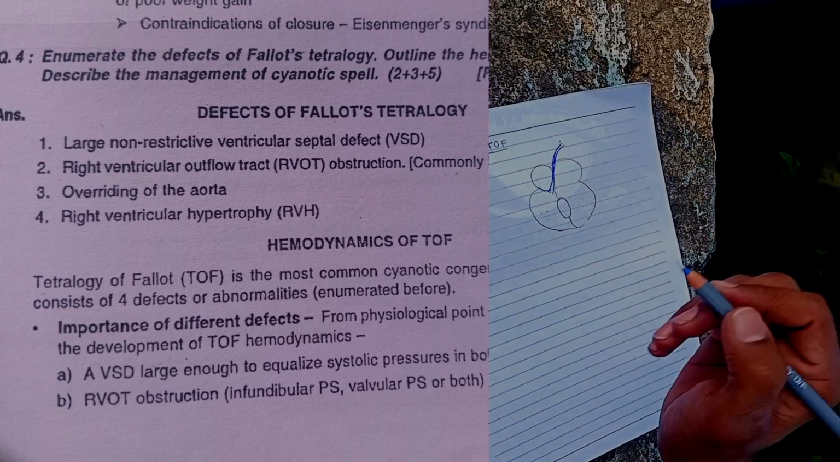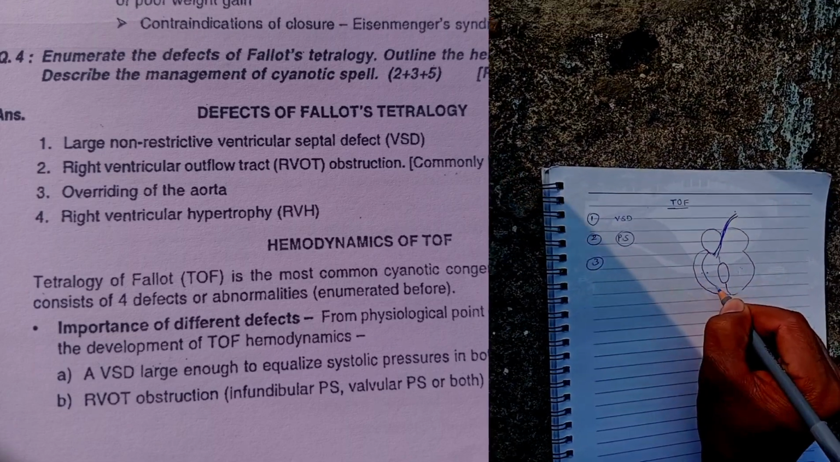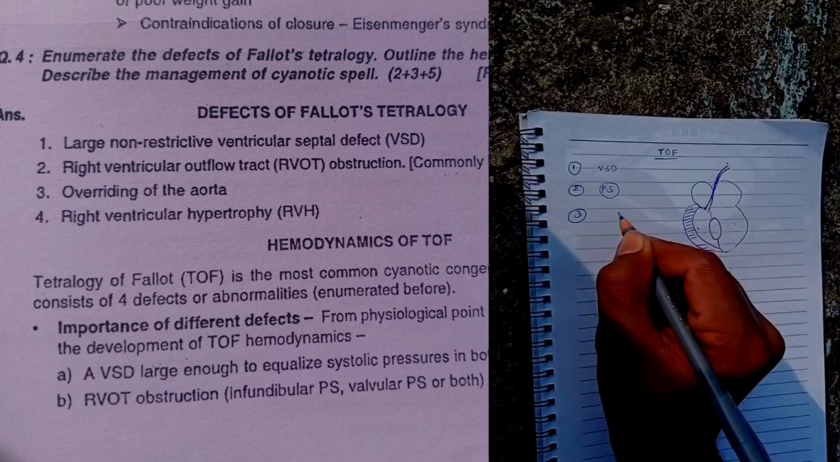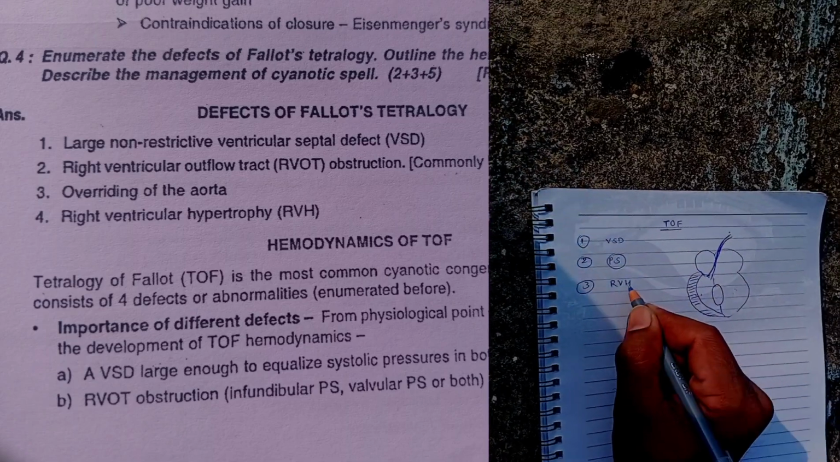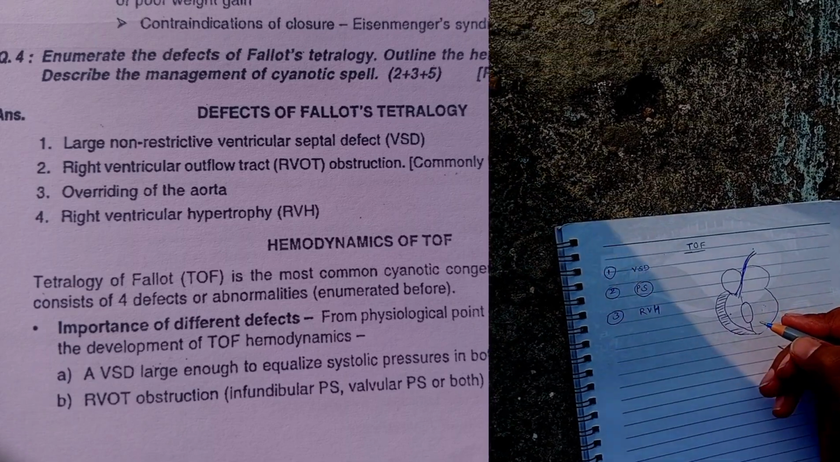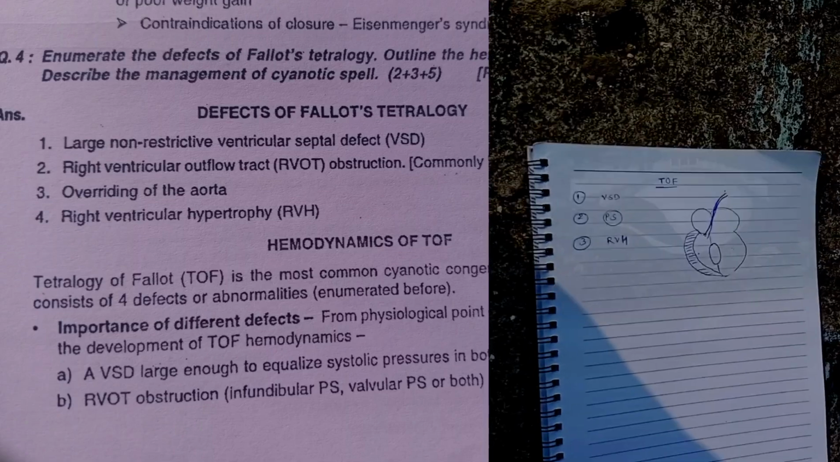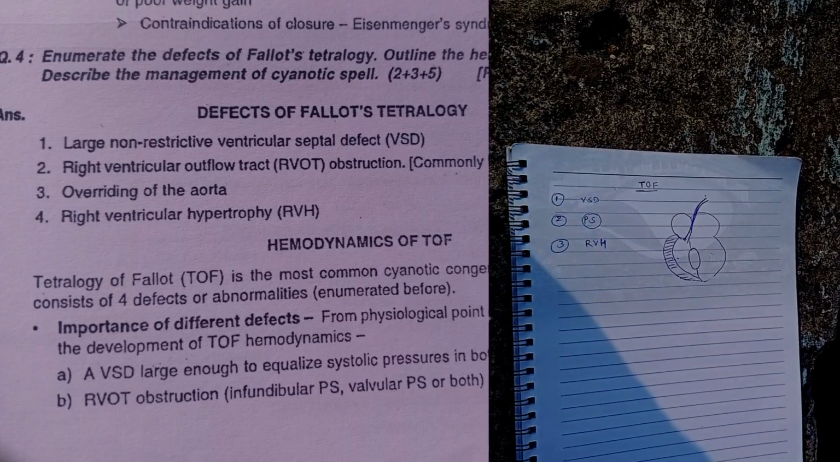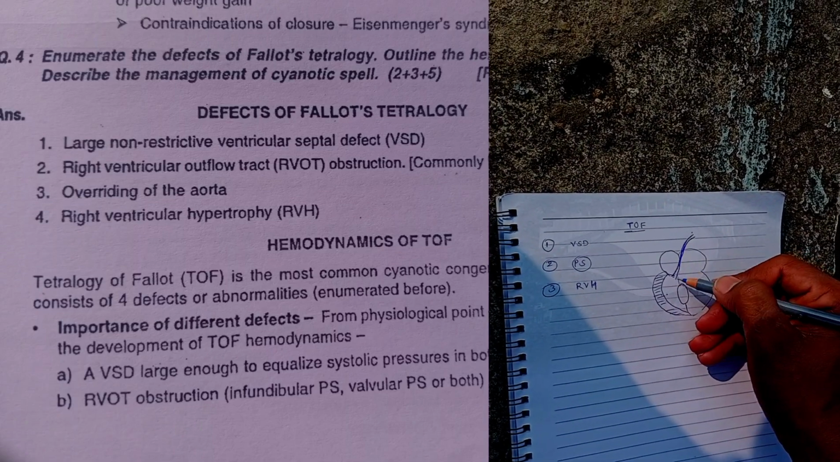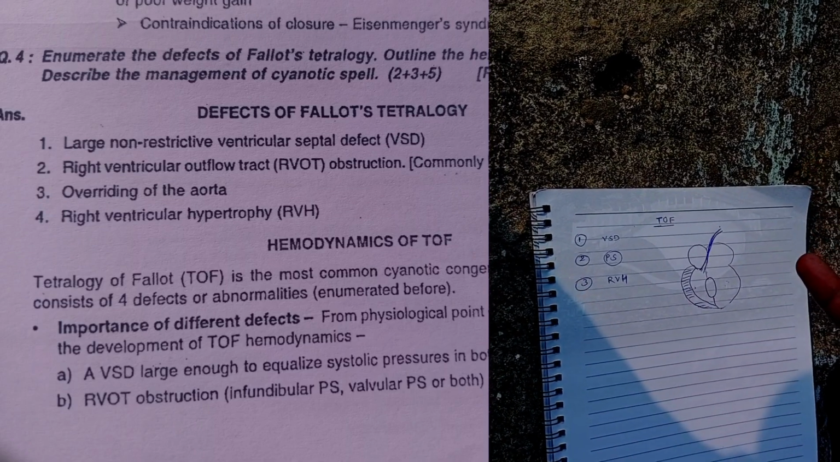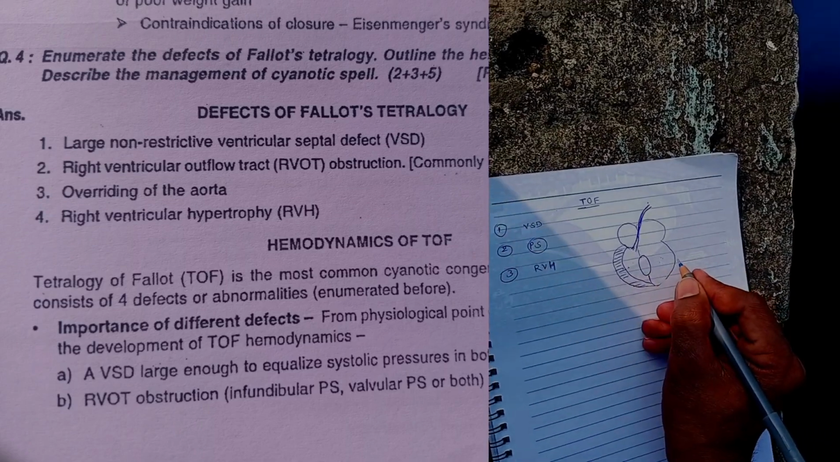Now we will learn about the hemodynamics of TOF. Ideally the left ventricle should have more pressure than the right ventricle. But in the case of Tetralogy of Fallot, due to the large ventricular septal defect, the two ventricles become almost similar in pressure. Now during systole, the deoxygenated blood which is present in the right ventricle is not going appropriately into the pulmonary circulation due to the pulmonary stenosis.